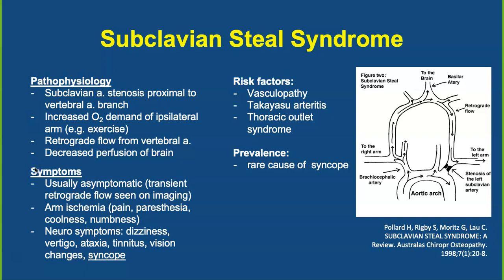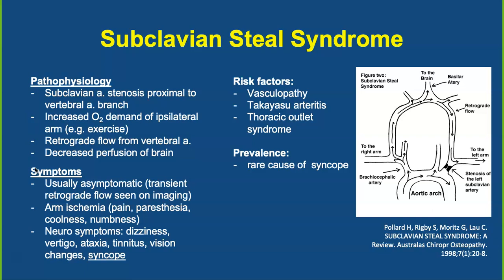Next, this is a syndrome called subclavian steal syndrome. This results when you have stenosis in the left subclavian artery. And what happens is as you try and increase activity in one of your extremities, that extremity is going to be drawing more blood, and the blood is actually going to flow away from the brain, causing decreased cerebral perfusion.